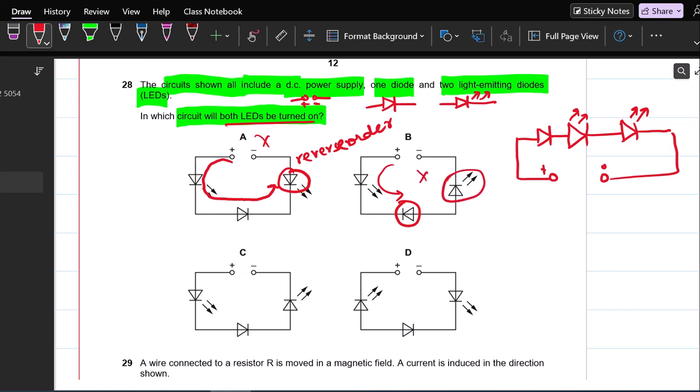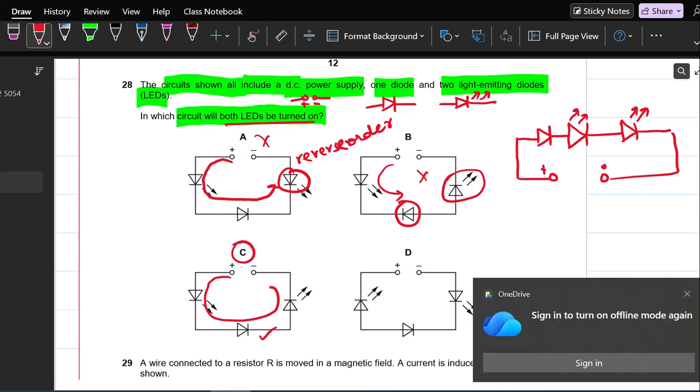So wrong option. Here current is flowing, it is in series, yes, C is right. They are connected in the right way.